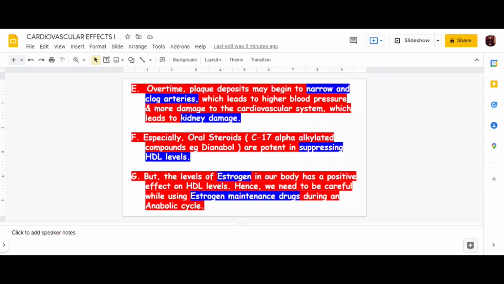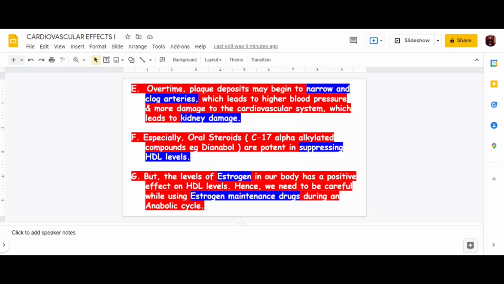So when plaque is deposited in our arteries, it begins to narrow down the arteries, which increases the blood pressure, and a higher blood pressure leads to kidney damage. Especially the oral steroids which are C17 alpha alkylated, such as Dianabol or Anadrol.